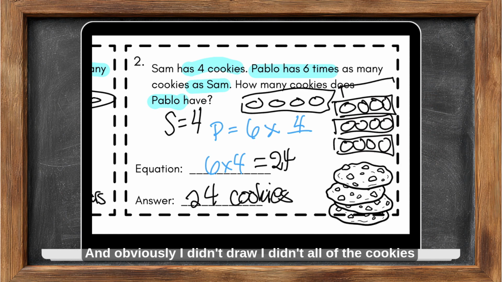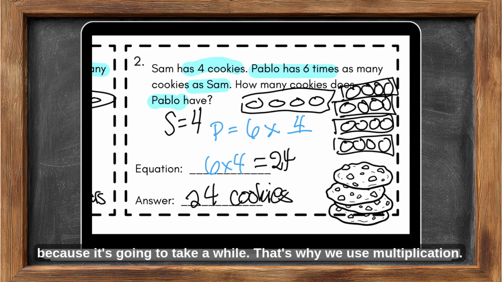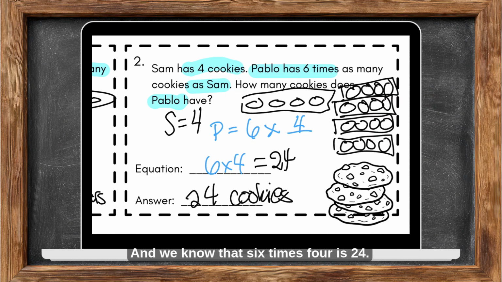And obviously I didn't draw all of the cookies because it's going to take a while. That's why we use multiplication. So we can work smarter, not harder. And we know that 6 times 4 is 24. If I had 6 groups of 4, I would have 24 cookies total.